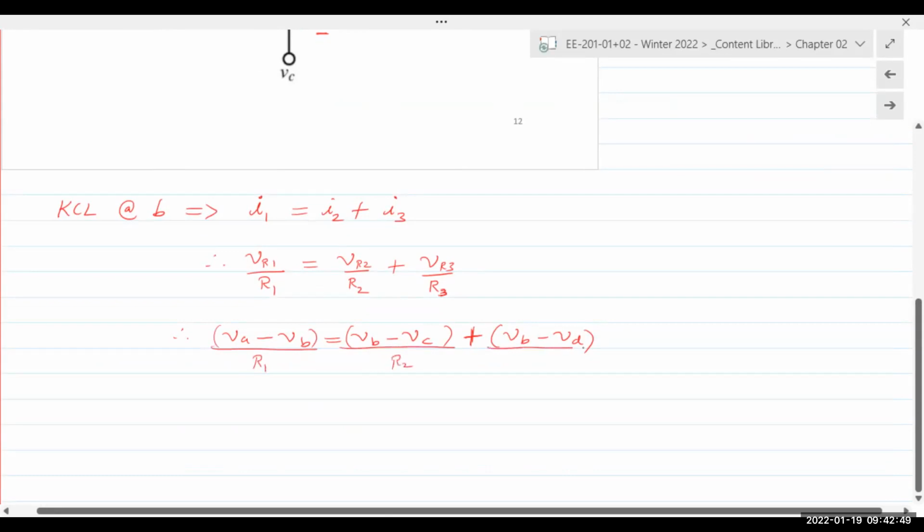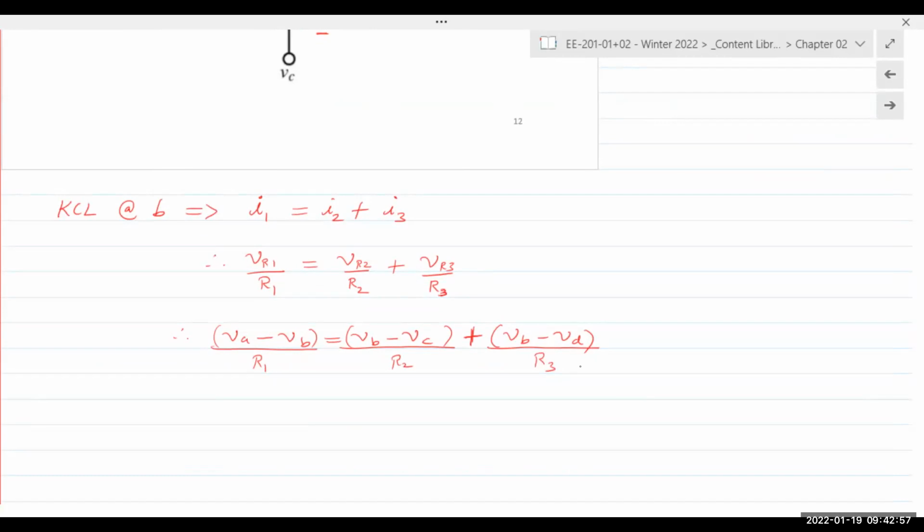And that's it. These are the steps for node voltage analysis. I have 4 unknown variables, VA, VB, VC, VD. One of them would be my reference node. It doesn't matter which one it is. That reference node will always be 0.